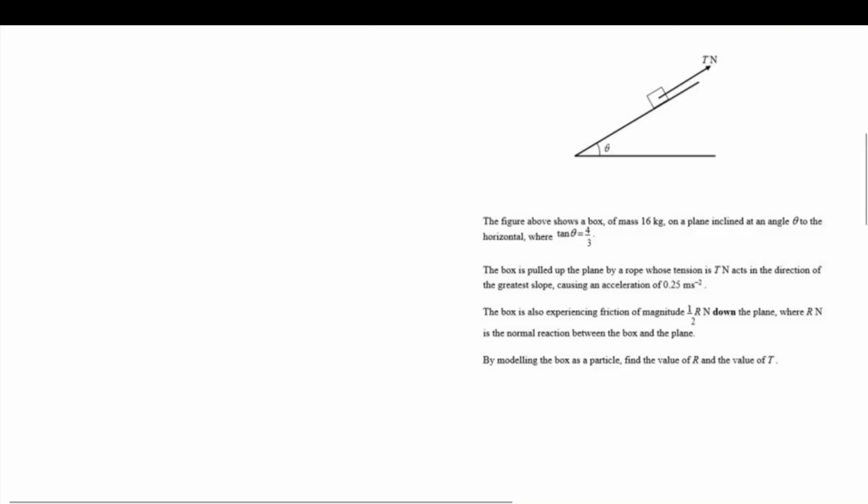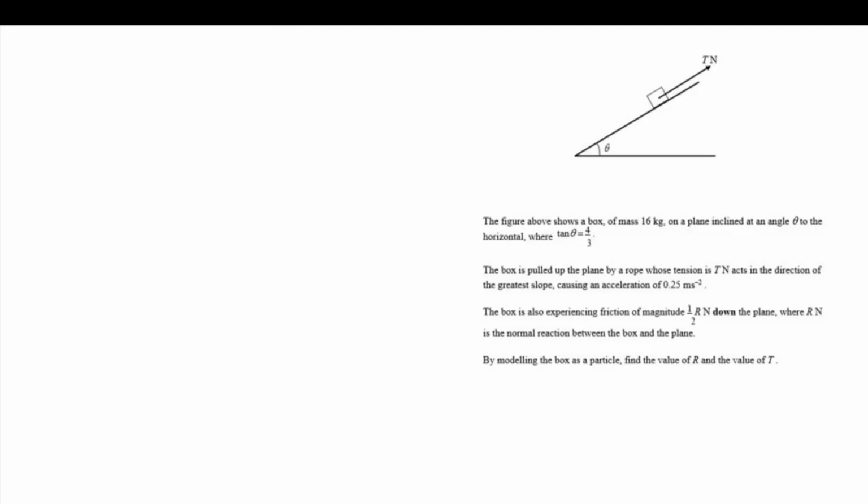The box is pulled up the plane by a rope whose tension is T newtons, and it acts in the direction of the greatest slope, causing an acceleration of 0.25 meters per second squared. The box is also experiencing friction at a magnitude of a half R newtons down the plane. R, as always, is going to be the normal reaction between the box and the plane. We're tasked to model the box as a particle so that we can find the value of R and T.